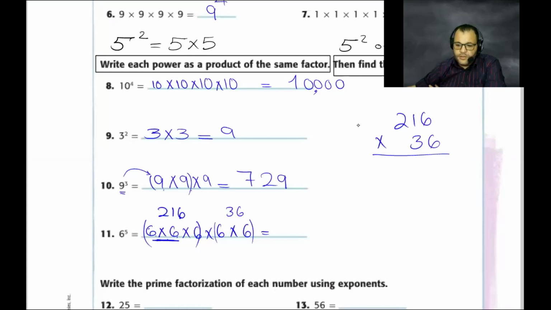Yusuf, will you solve or not? I will solve. Solve with me. 776. How did you find this answer? Mister, on the paper, I did like you did in the first one.